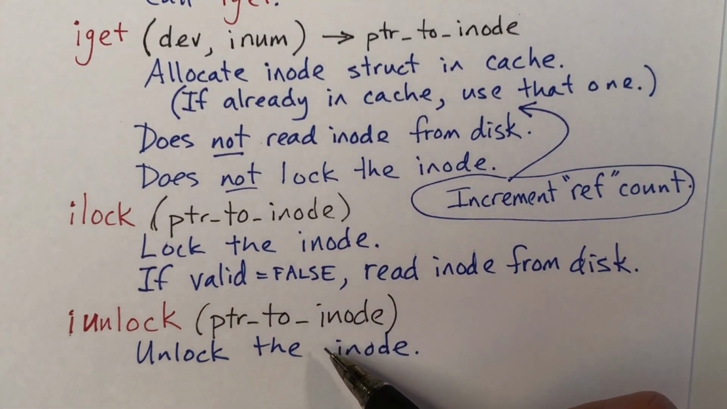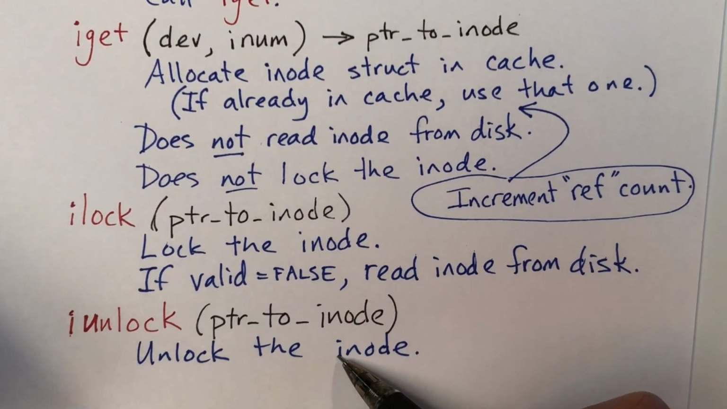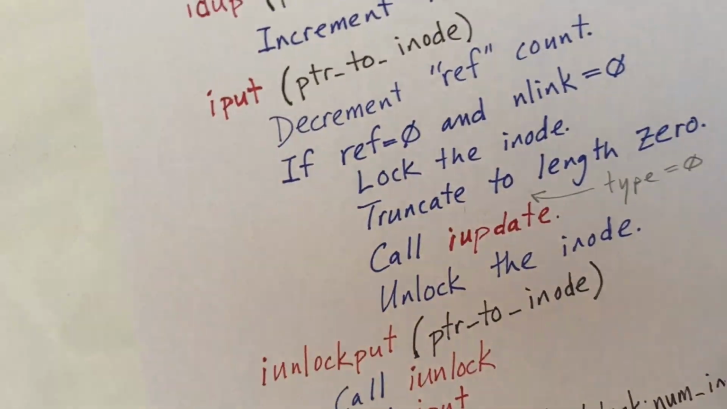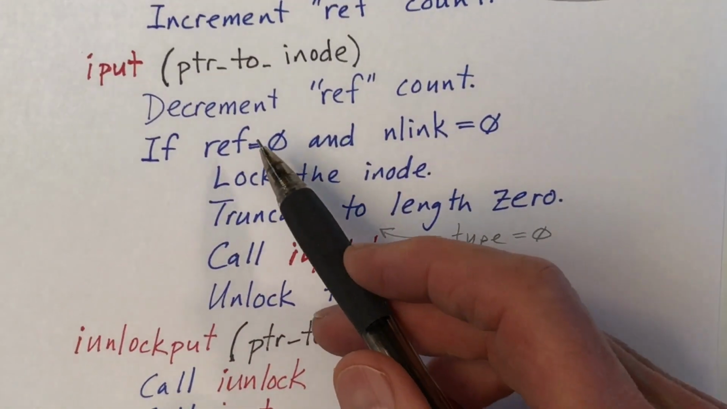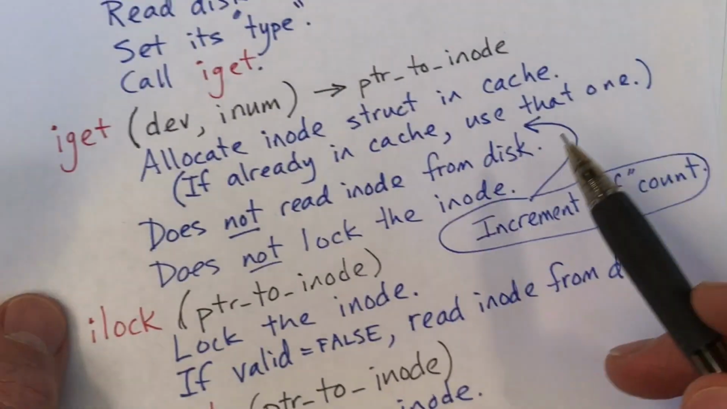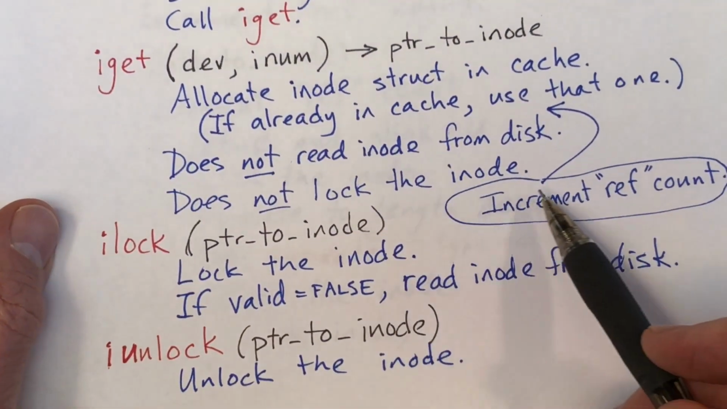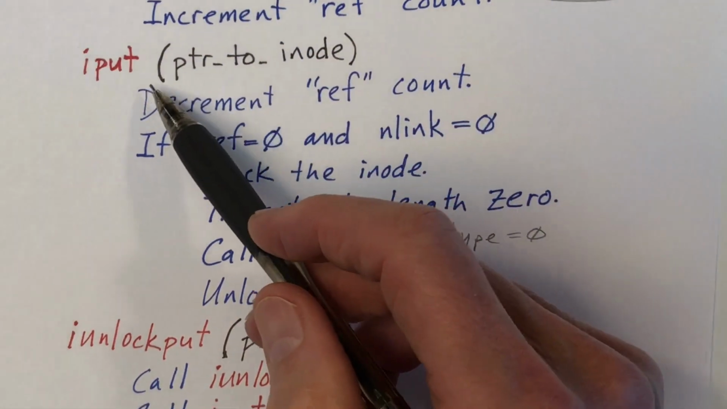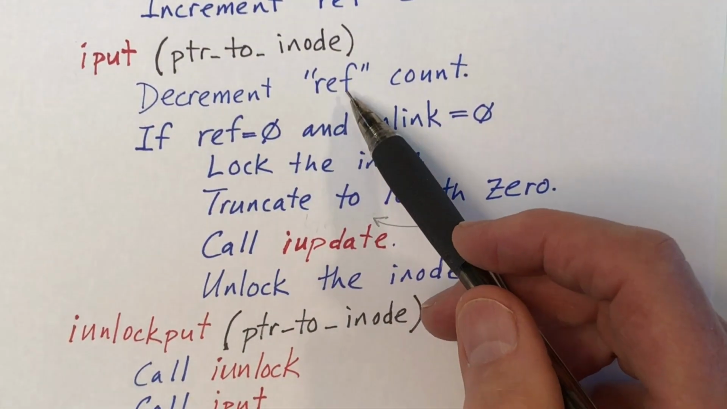So then when we're done using this particular inode, we call unlock, and it will unlock the node. And we can call iput. iput will decrement the reference count. So if it was already there, when we called iget, we incremented the reference count. And then when we're done with it, we call iput, and it decrements the reference count.